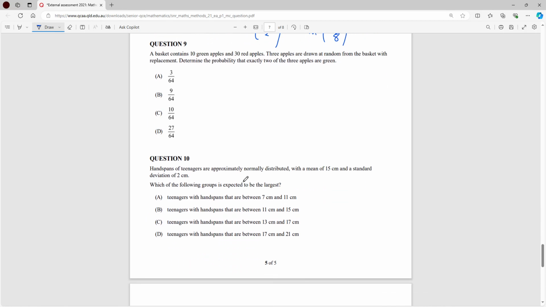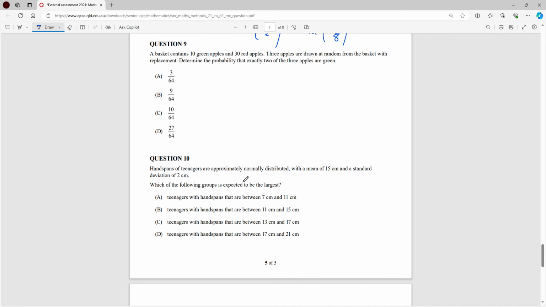Right, question 9. Now this one is actually the one that got me when I first had it, okay? And I'll show you why. It all had to do with reading it. So, a basket contains 10 green apples and 30 red apples. 3 apples are drawn at random from the basket with replacement. Determine the probability that exactly 2 of the 3 apples are green.